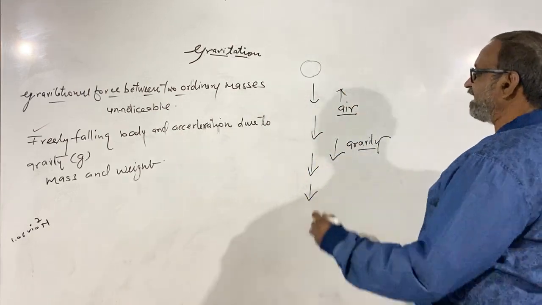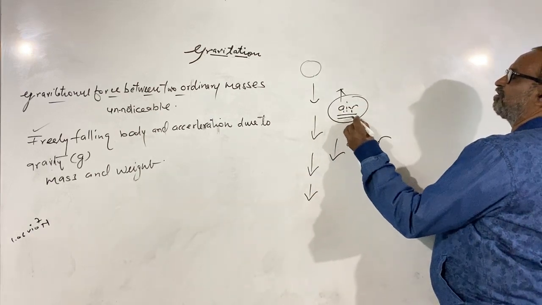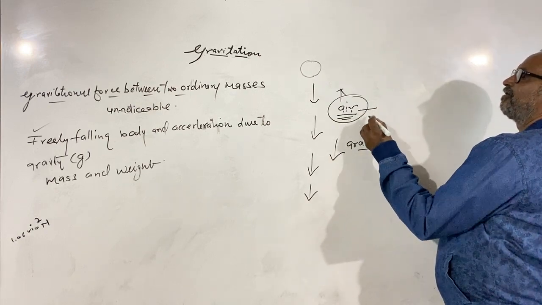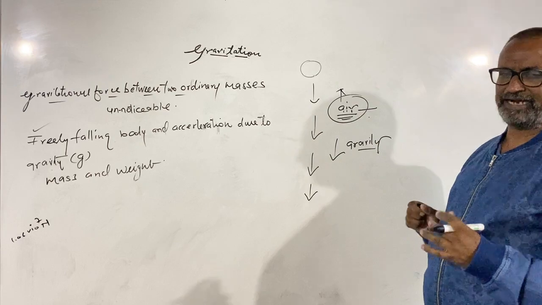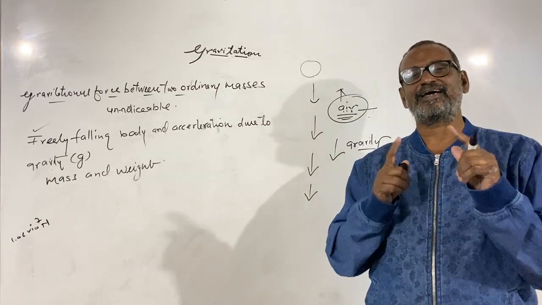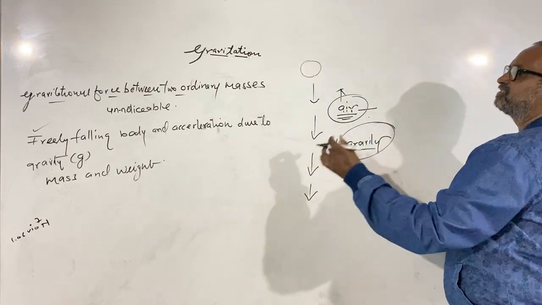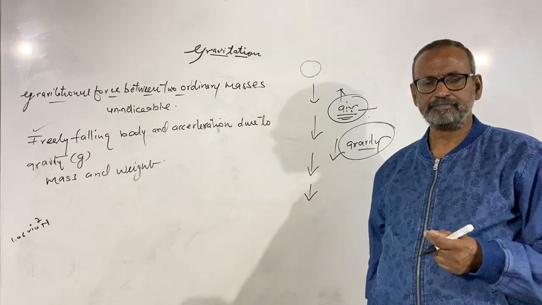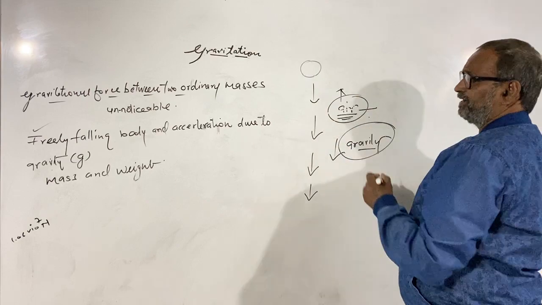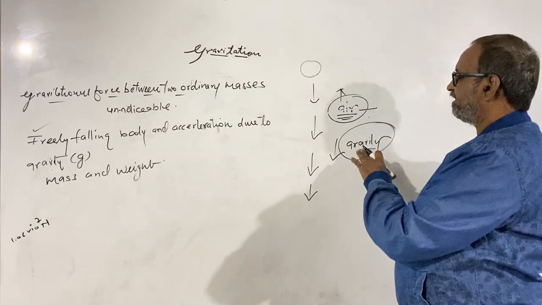Now, if we assume that the force of friction of the air is non-existing, it is not acting on the body, then there is only one force, that is the force of the gravity acting on this body. It means in the absence of friction of the air, the body is falling under the influence of gravity only.